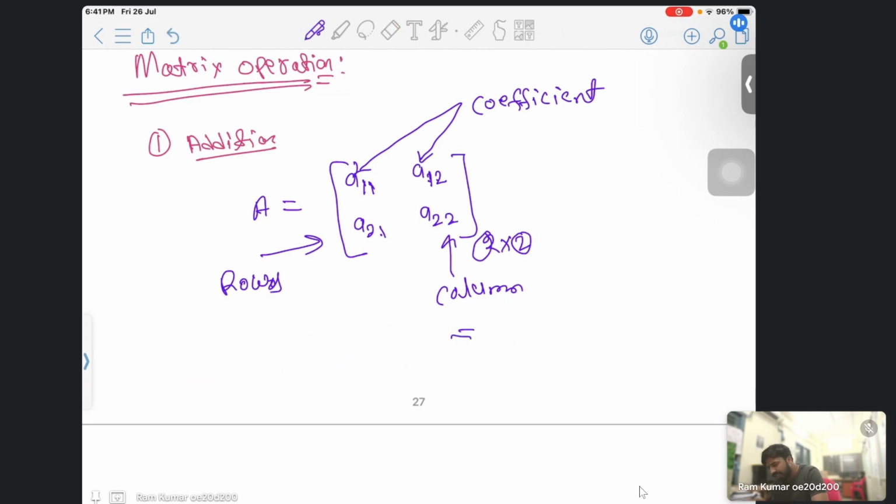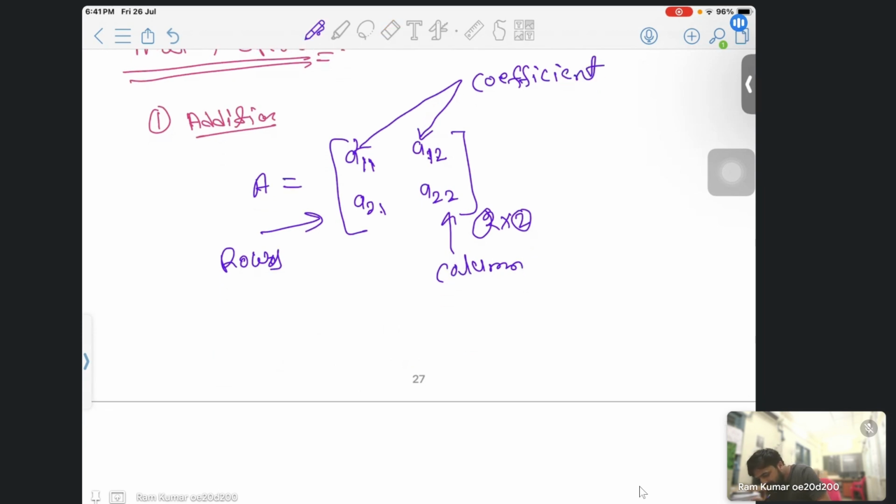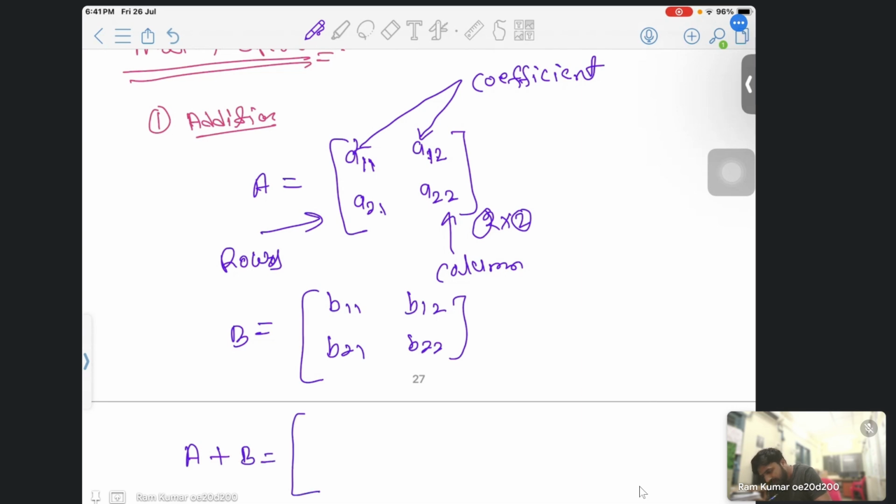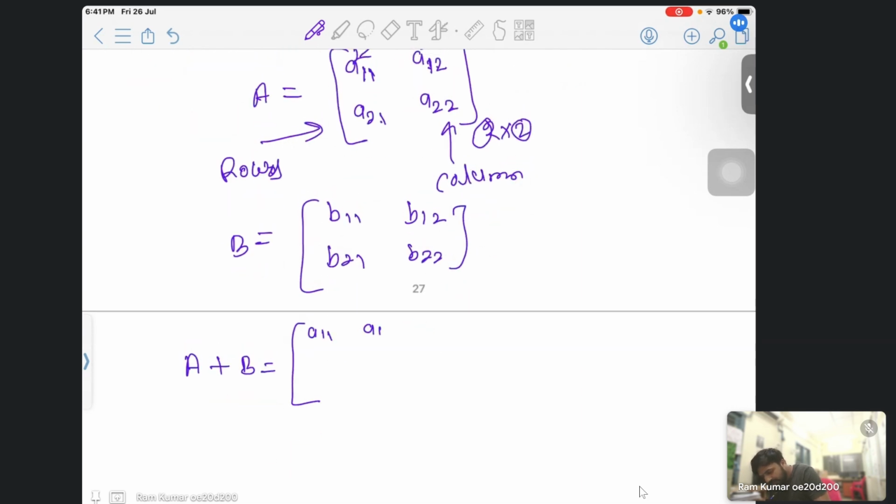Fine. Then I will say matrix B: B11, B12, then B21, B22. Now I want to add matrix A plus matrix B. Matrix A plus matrix B will be A11, A12, A21, A22 plus B11, B12, B21, B22. I know this looks boring for you, but I am just revising so that it will be clear for you.